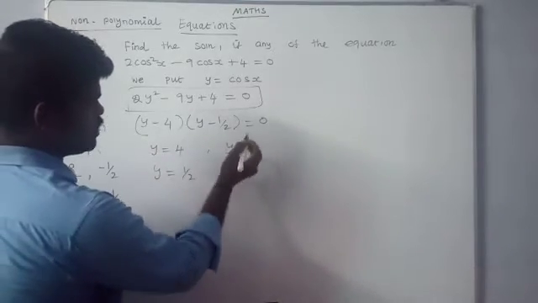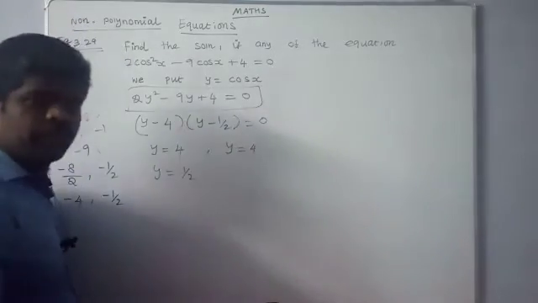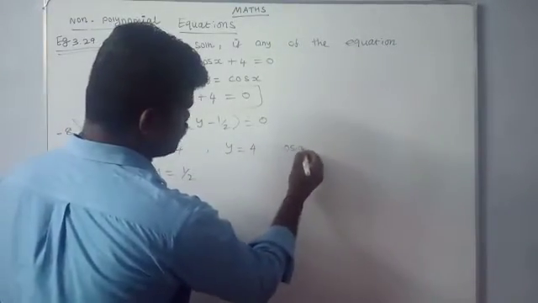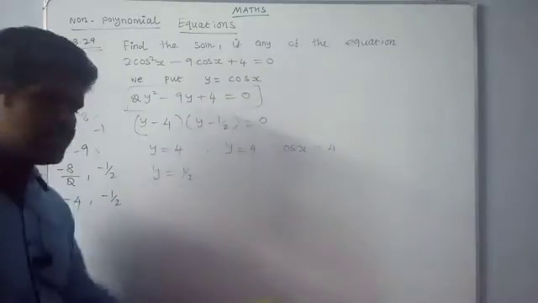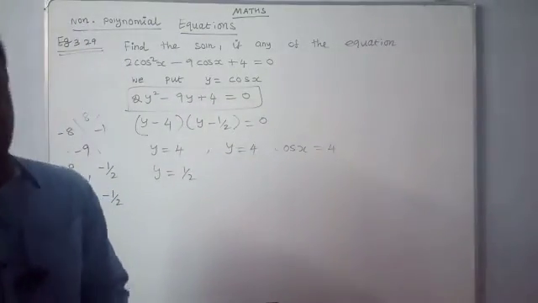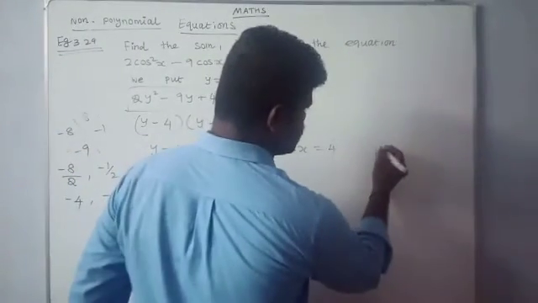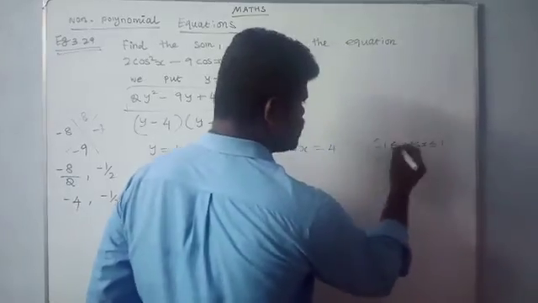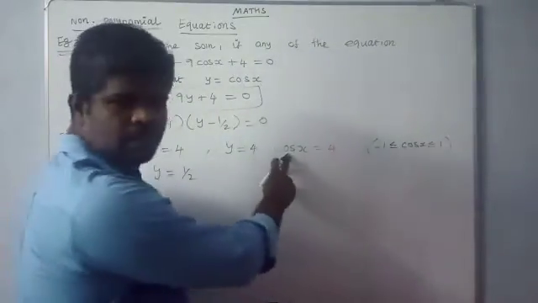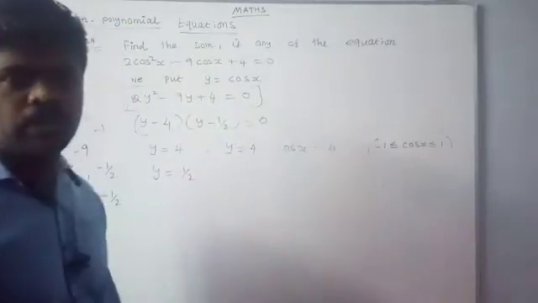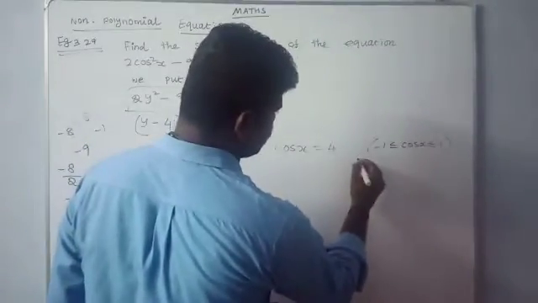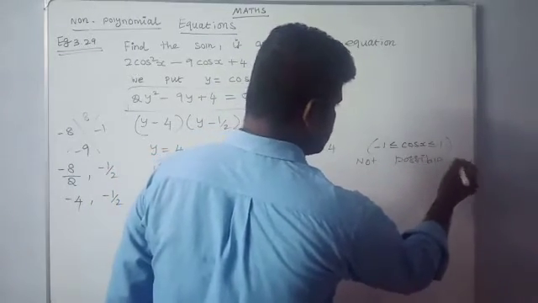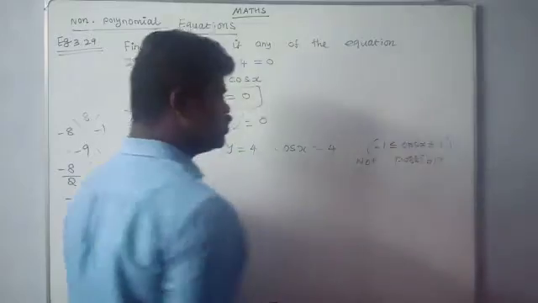If y is equal to 4, that means y is the value of cos x. Here cos x equal to 4. The cos x equal to 4 is not a possible value because the range of cos x is minus 1 less than or equal to cos x less than or equal to plus 1. This is the range of cos x. But here the cos x answer is 4, so this value is not possible, because the cos x value is minus 1 to plus 1.